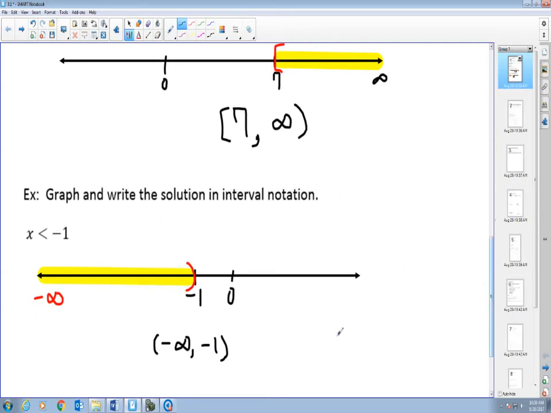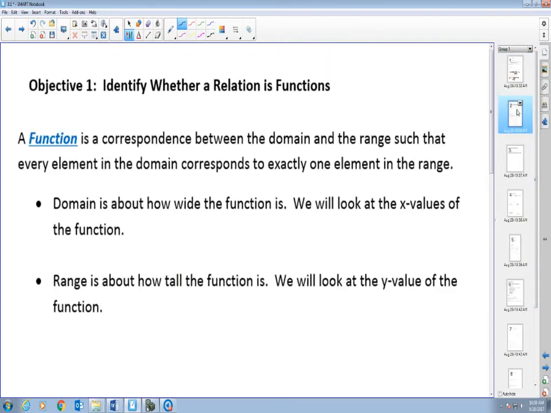In a minute, we will use interval notation for domain and range. So what is a function? The transition from beginning and intermediate algebra to college algebra is the idea of a function. What is a function by definition? A function is a correspondence between the domain and the range, such that every element in the domain corresponds to exactly one element in the range.